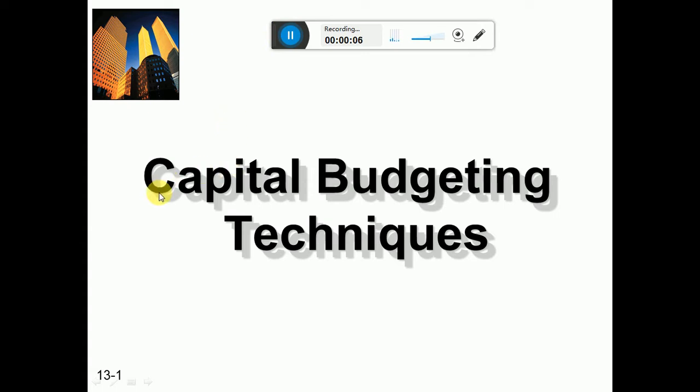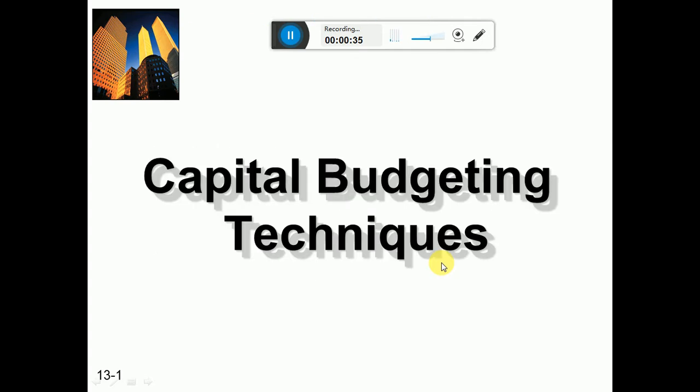Today our topic of discussion is capital budgeting techniques. As you know, in the last lecture we learned about the operating and financial leverages, and now we are talking about capital budgeting techniques: what these techniques are, when we use them, and what the purpose of these techniques is.